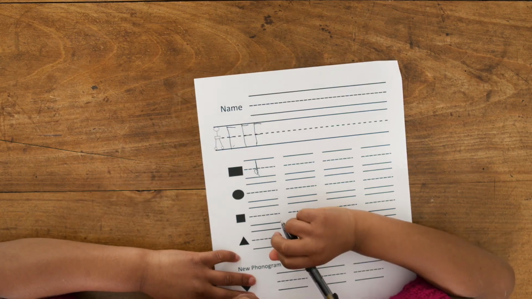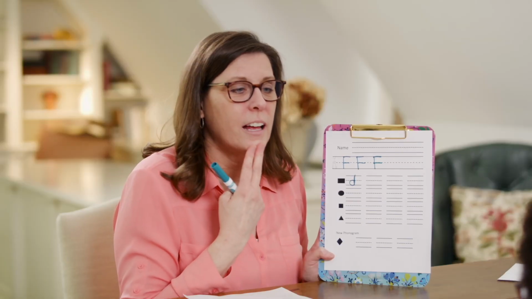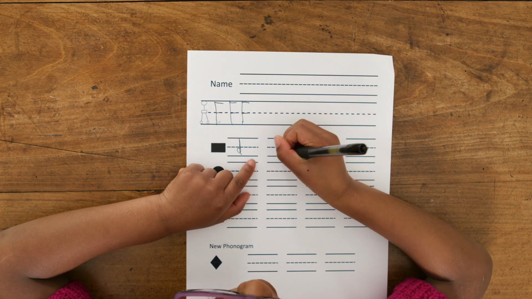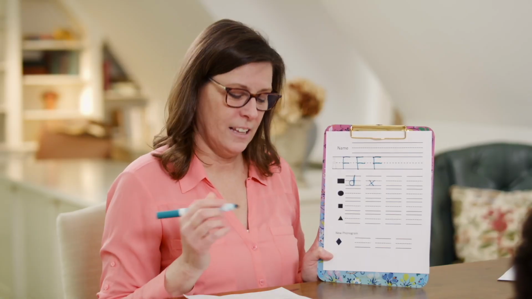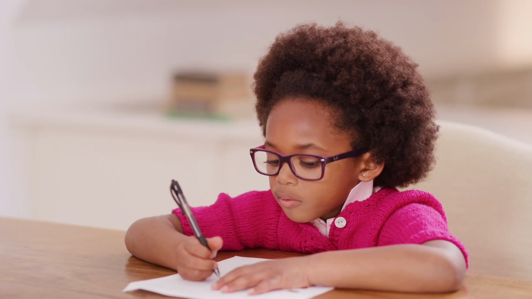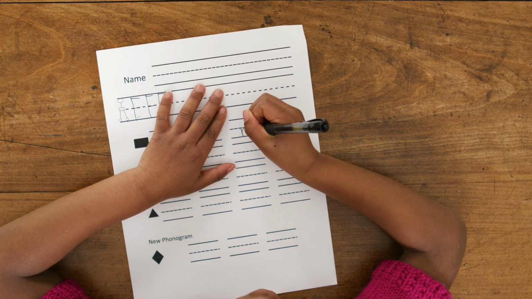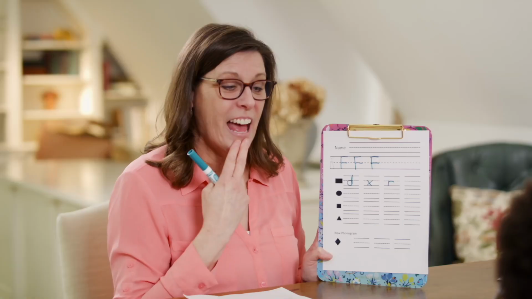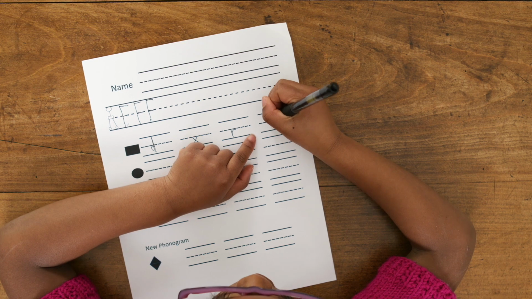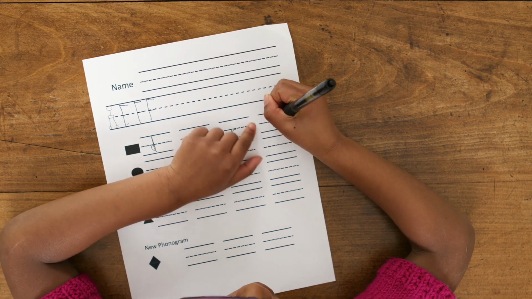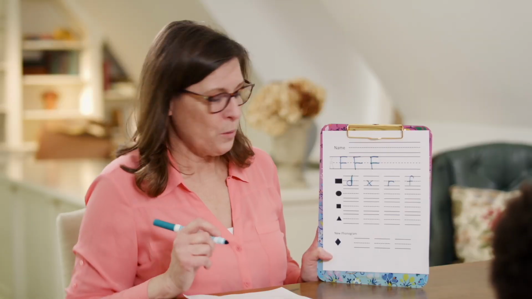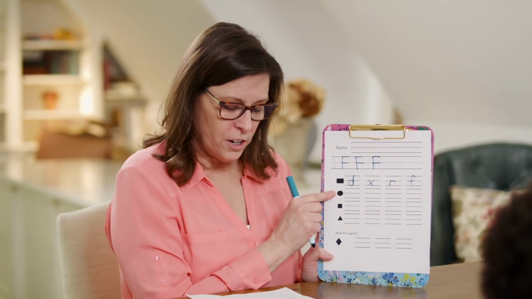Look up here. Next letter. X. X. Say it as you write it. X. Good. I like the way you're checking your work. R. R. Nice. F. F. Don't forget to say it. F. Good job. And check your work. Nice.